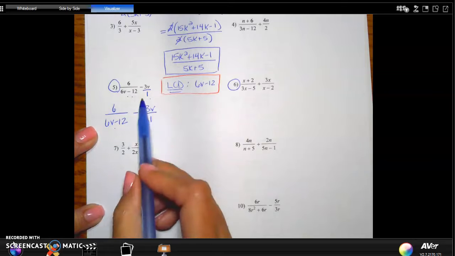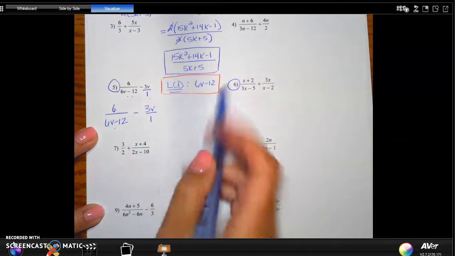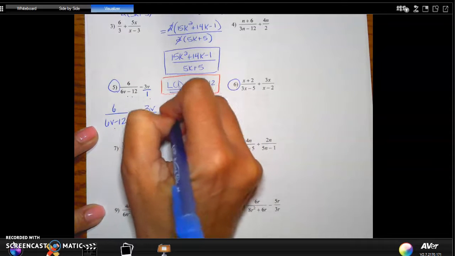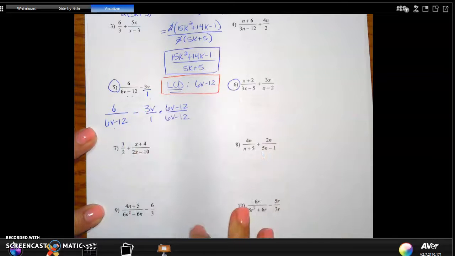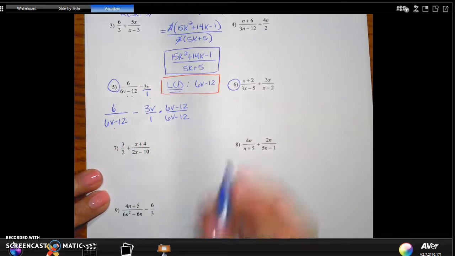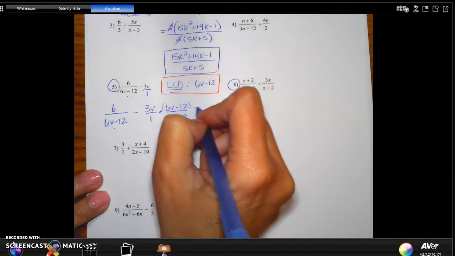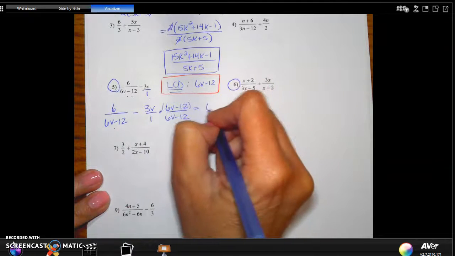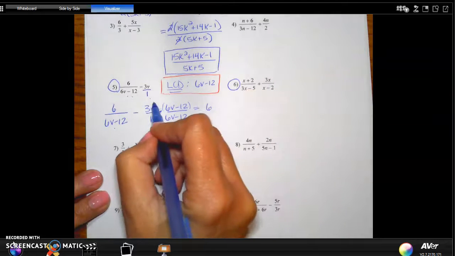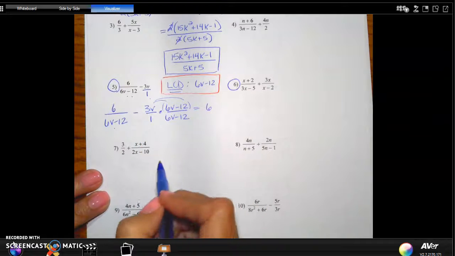But for this second fraction, it's missing the 6v minus 12, so therefore we're going to multiply by 6v minus 12 over 6v minus 12. Then from here, we're going to walk right across here. So we have 6 here. Then we're going to distribute this negative 3v to both of those pieces.